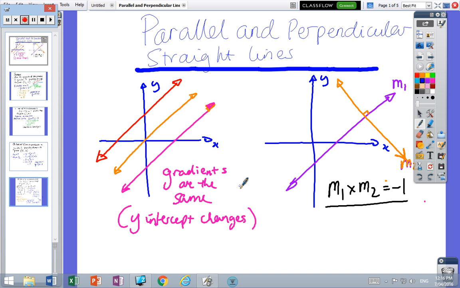Okay, year 11, we're looking at parallel and perpendicular lines. Again, we'll just go through examples. So parallel lines never meet, have the same gradient, and obviously the y-intercept will change.